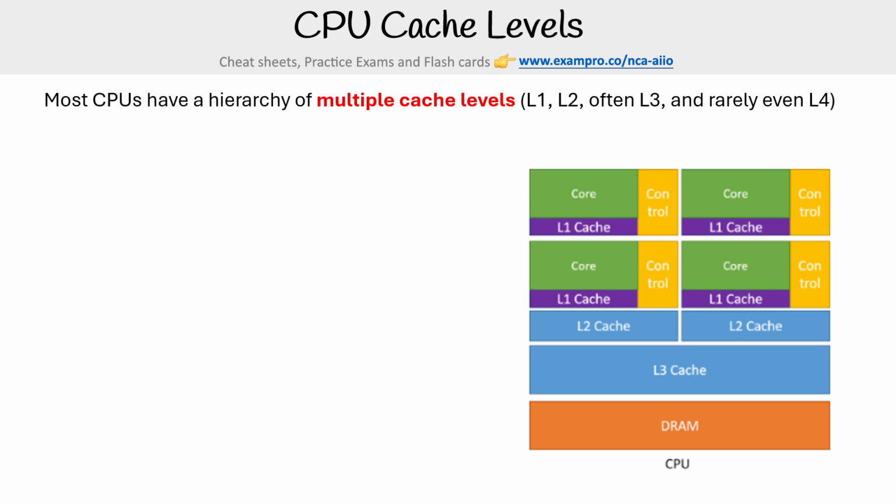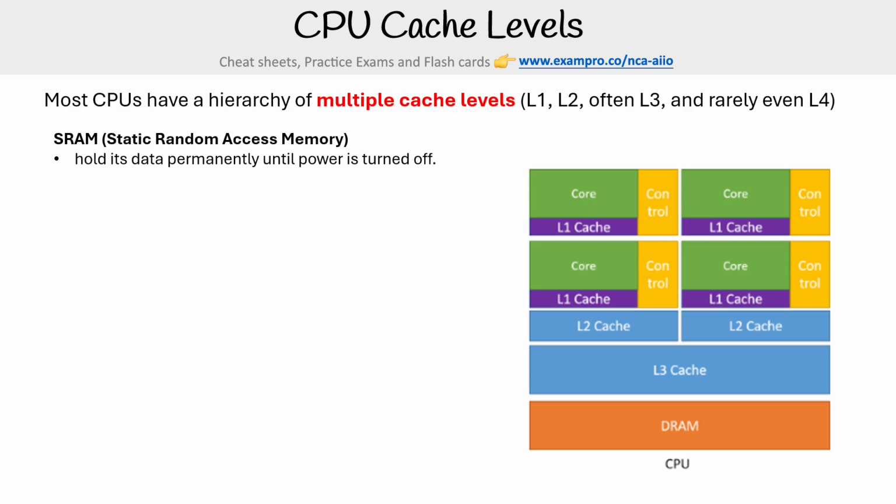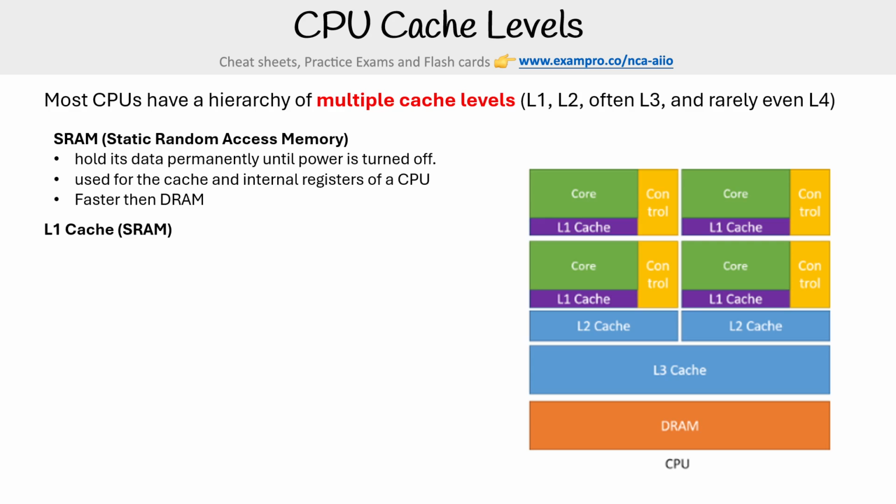So let's address these L1 to L4 levels. These are actually static random access memory, or SRAM. This holds its data until the power is turned off. So if something's written, it'll hold it until you turn that computer off. It's used for the cache and internal registers of a CPU, and it's going to be faster than DRAM. So let's talk about at least the first 3 levels of cache. I'm not sure what level 4 cache would be, but generally this is what the 3 levels are.